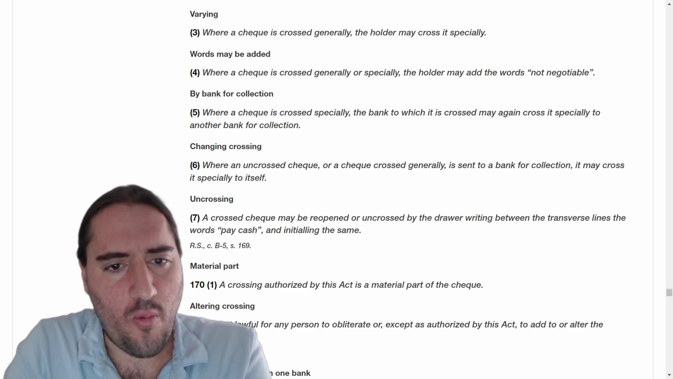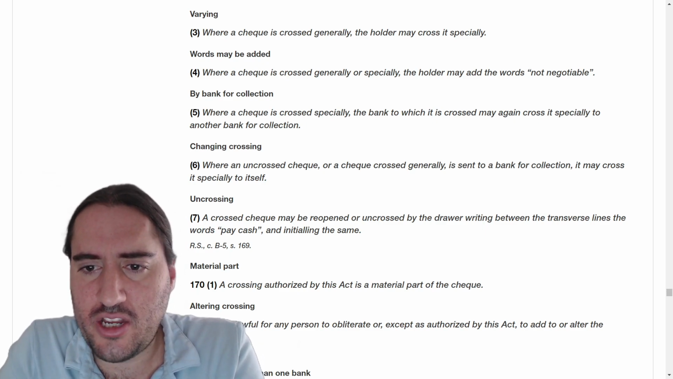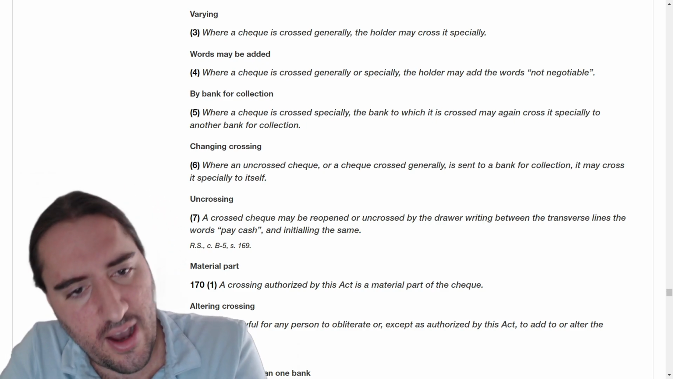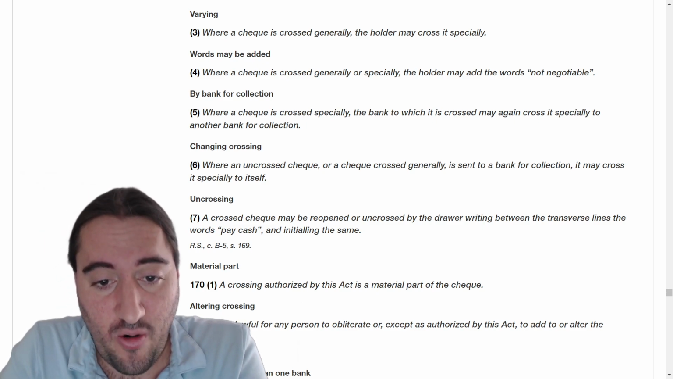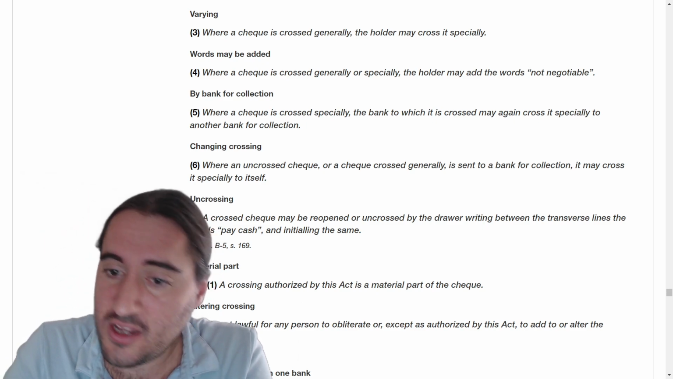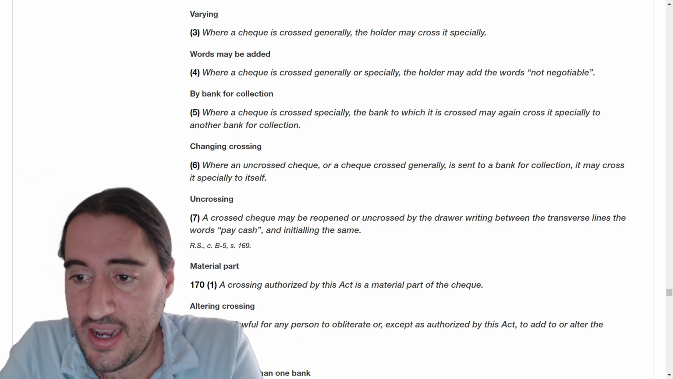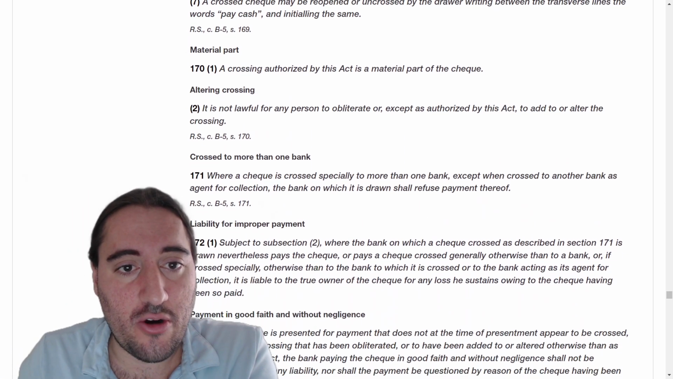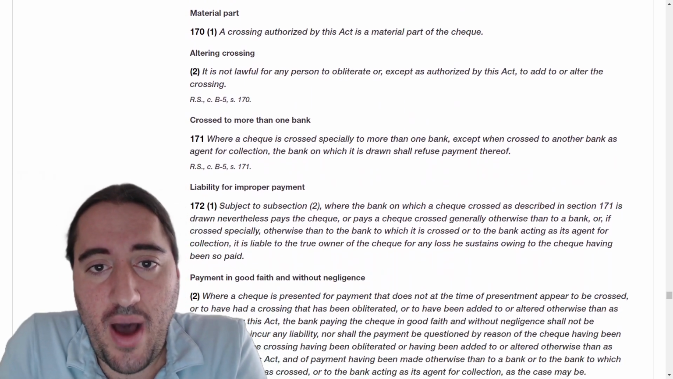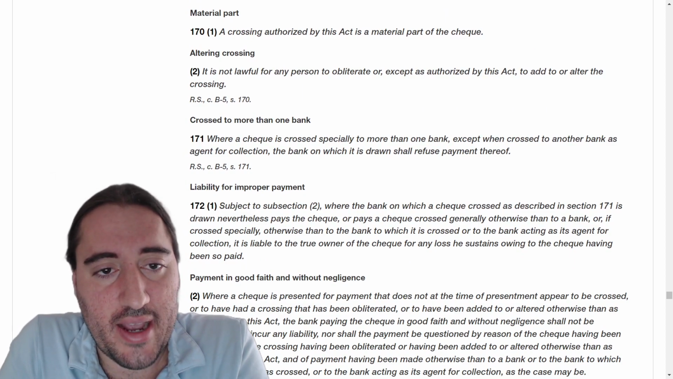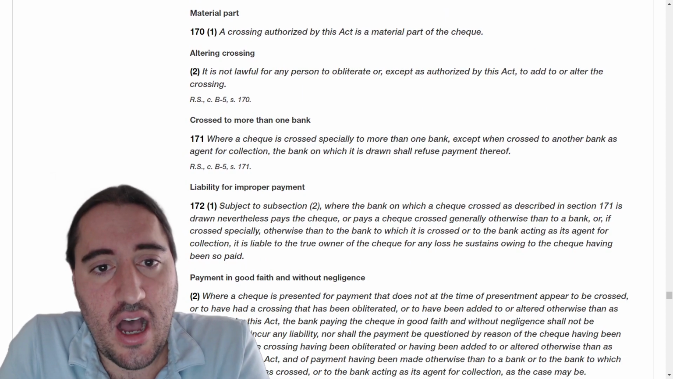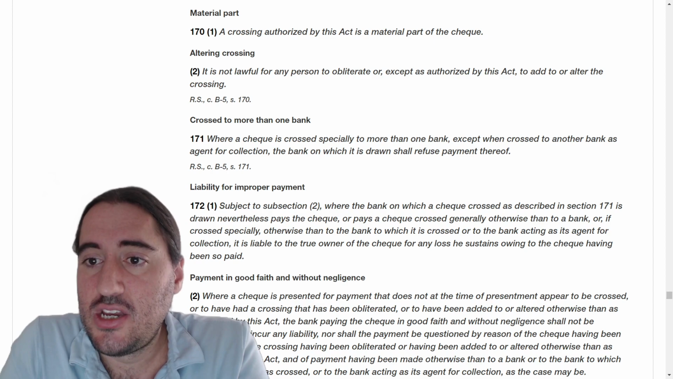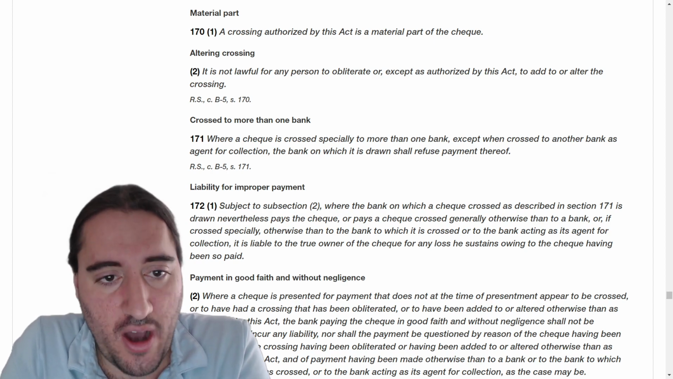Changing crossing. Where an uncrossed check or a check crossed generally is sent to a bank for collection, it may cross it specially to itself. Uncrossing. A crossed check may be reopened or uncrossed by the drawer writing between the transverse lines the words pay cash and initialing the same. Material part. A crossing authorized by this act is a material part of the check. Altering crossing. It is not lawful for any person to obliterate or, except as authorized by this act, to add to or alter the crossing.